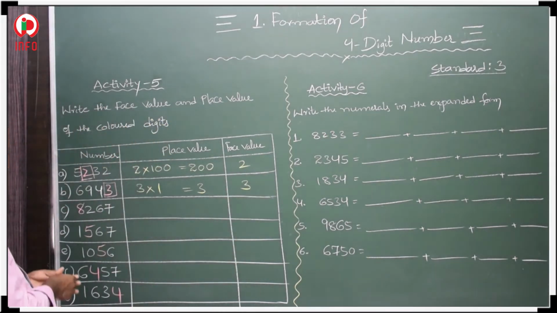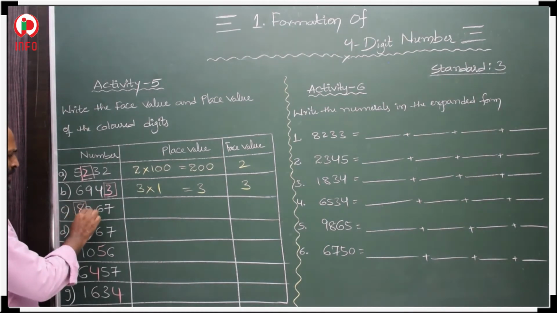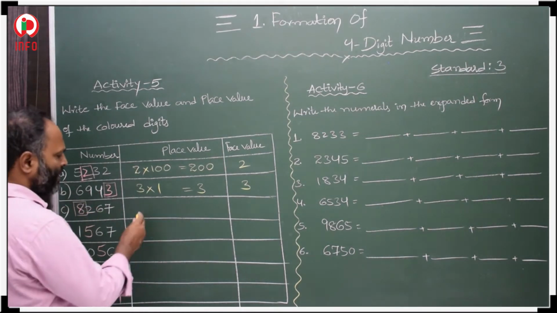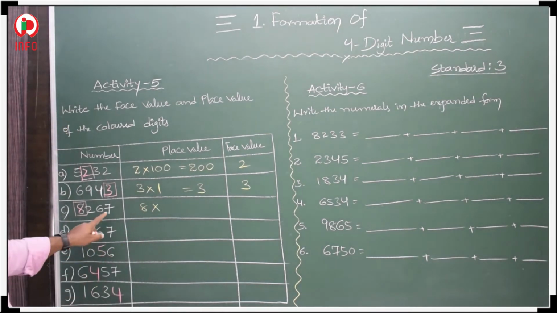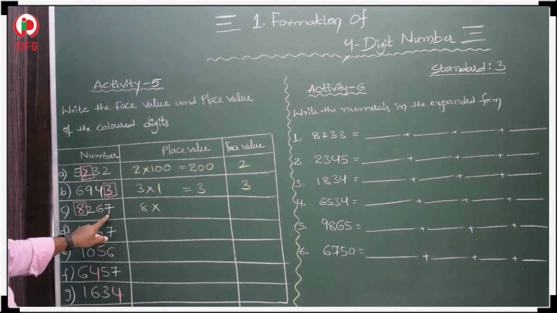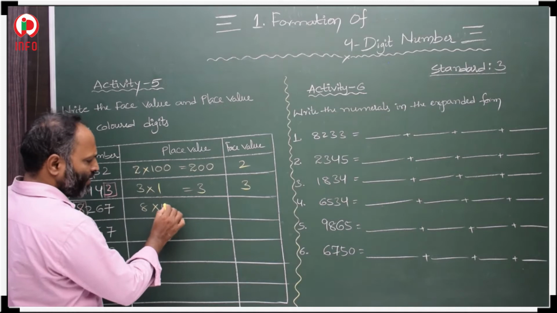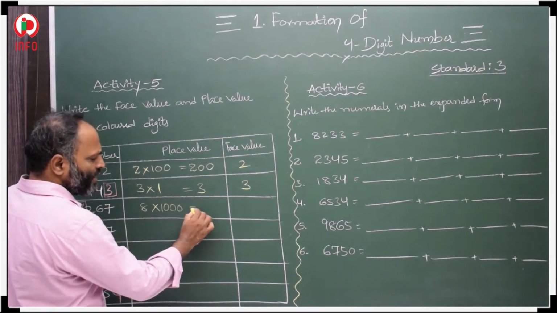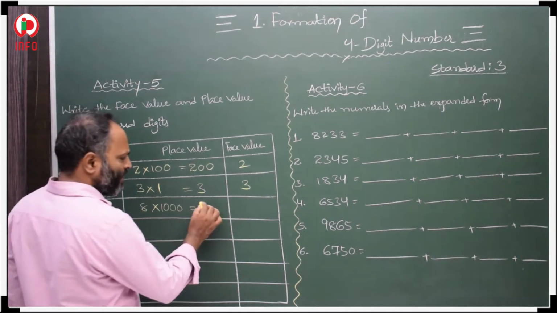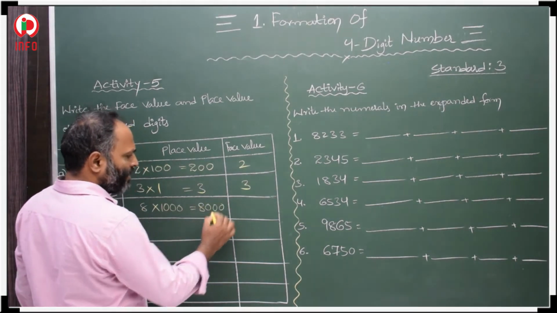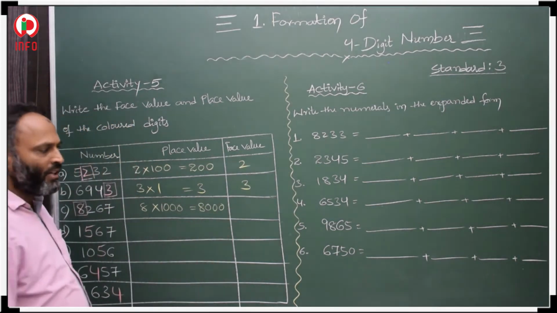Next, here the color digit is 8. In which place is it? Check it: ones, tens, 100, 1000. We have to multiply 8 with 1000, because 8 is in the thousands place. 8 into 1000 is 8000, and the face value is 8.